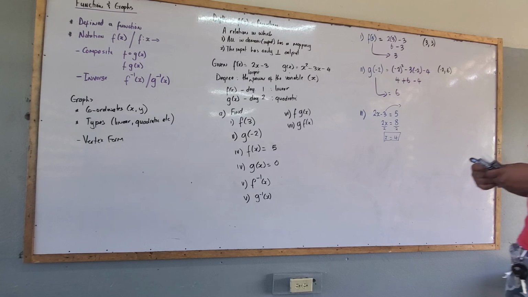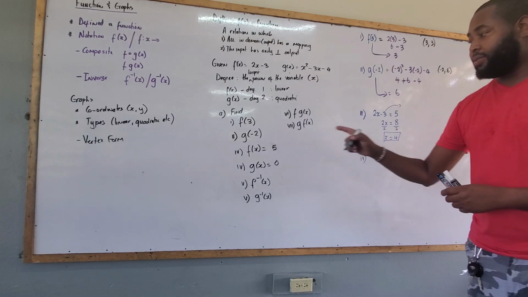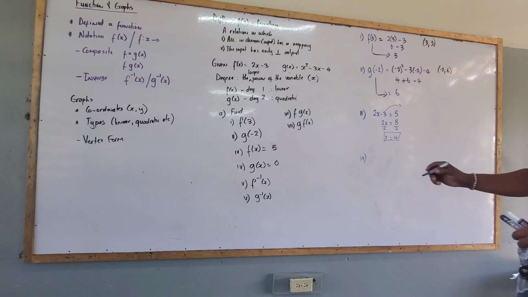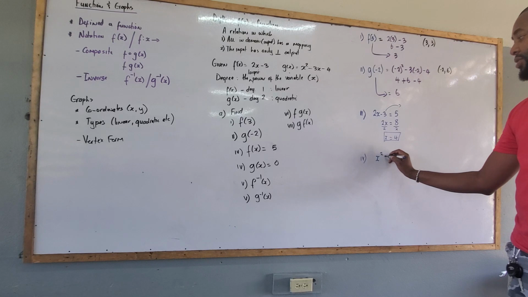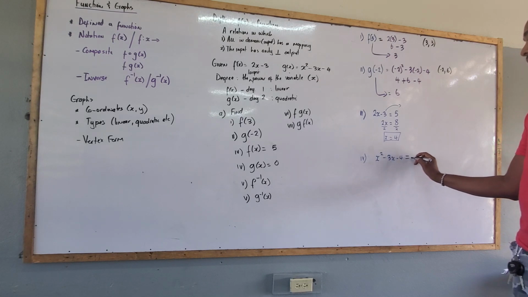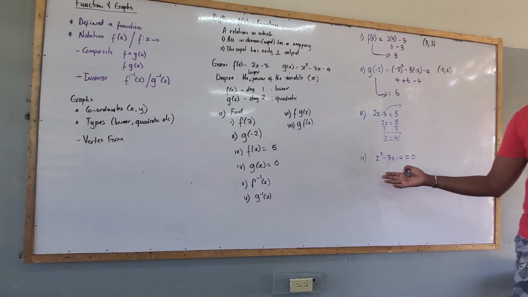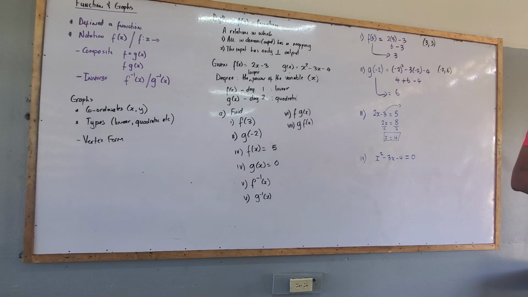Same thing now. So part 4 says what? Part 4 says where g of x now is equal to 0. So what is g of x? g of x is that quadratic equation, x squared minus 3x minus 4. Now I set that to 0. So this is something that we should all know how to do, to solve a quadratic equation.